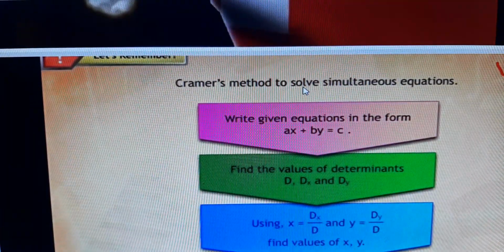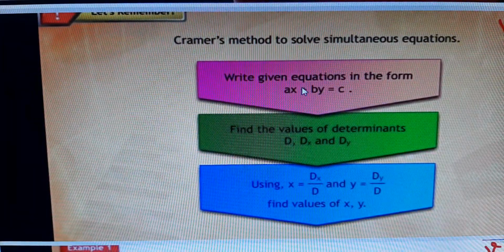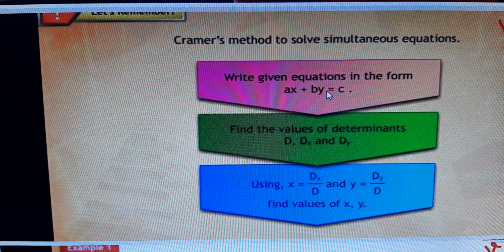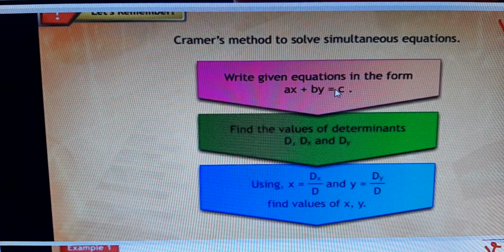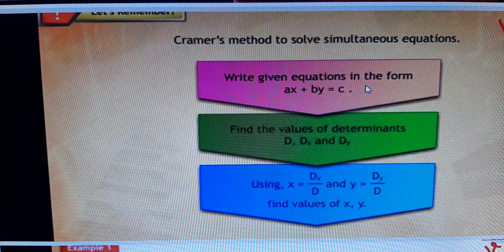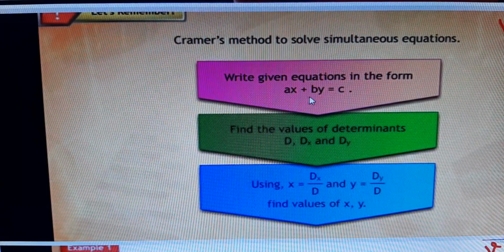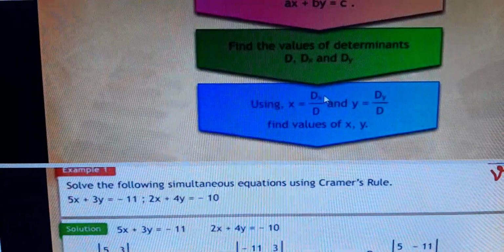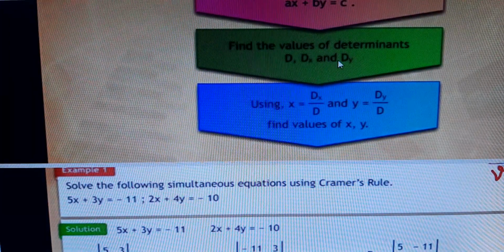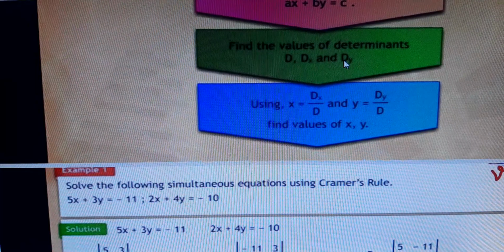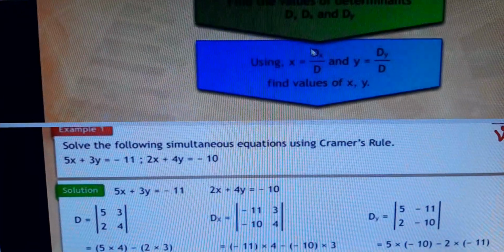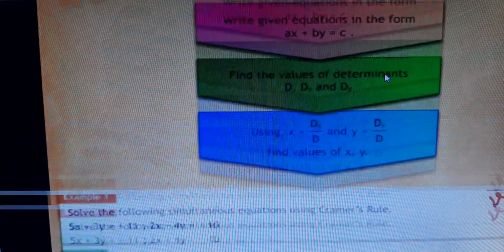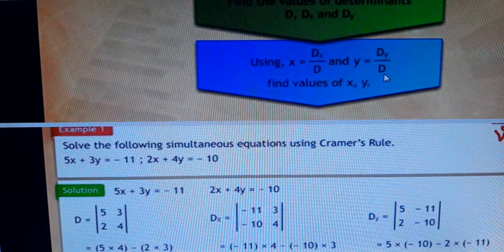We have to follow a few steps for Cramer's rule. First we have to write the equation in this way, ax plus by is equal to c, means the x and y variables on the left side of the equal sign and the constant term on the right side of the equation. If it is in jumbled form, we have to write it in this standard form first. Then we can find D, Dx and Dy. Here is also one hint I will tell you. Then we find x is equal to Dx upon D and y is equal to Dy upon D. These three steps we have to follow, then we can easily solve that equation.